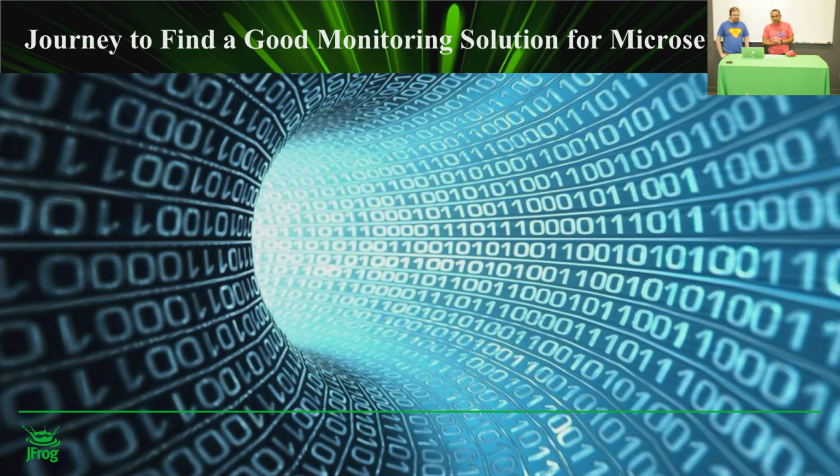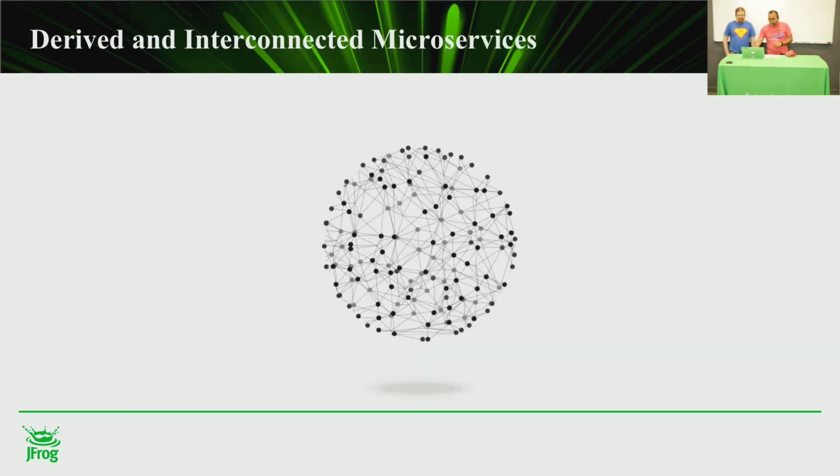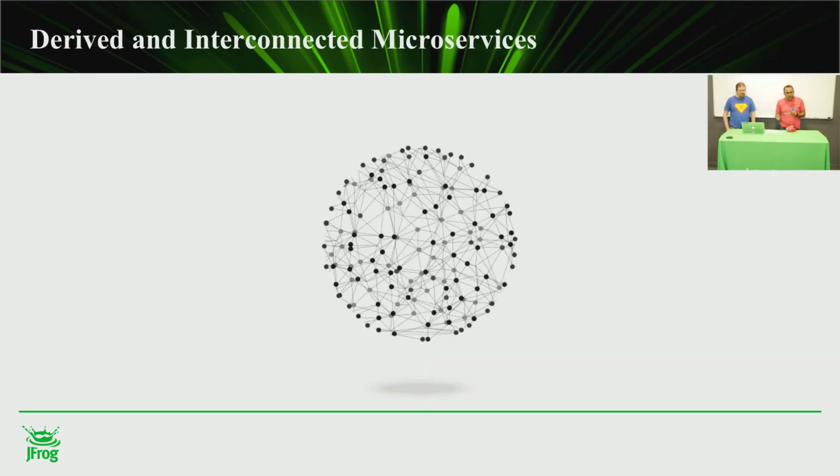So let's begin a journey to find a good monitoring solution for microservices. That sounds like a long journey, but lots of people want it, so let's go. There are different types of microservices, like product, third-party, stateful, stateless, ephemeral, and derived. A derived microservice is like I pick up an existing microservice, I give my own twist to it, and do a Docker push. And it's important when we're talking about microservices.